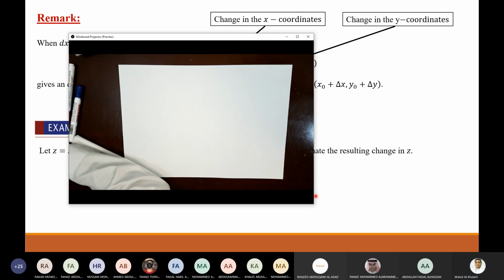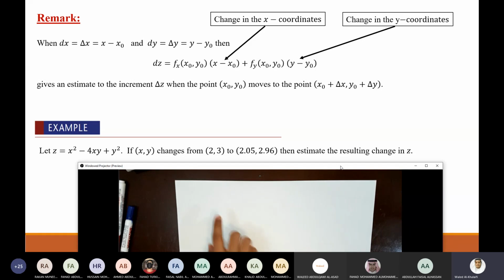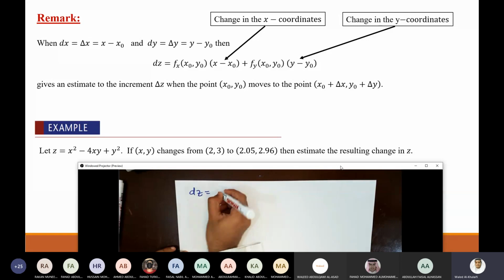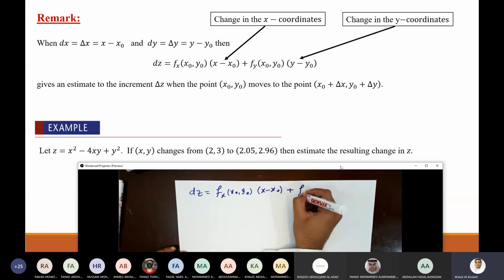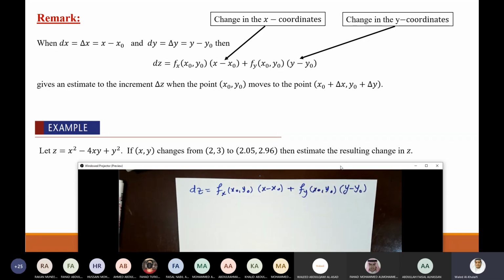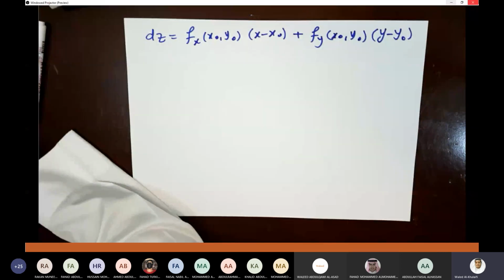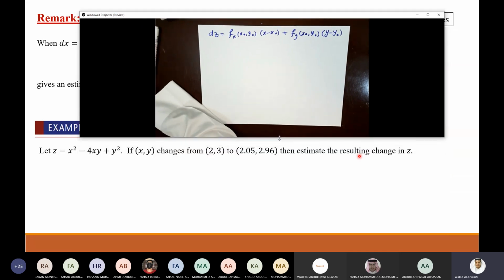So let's have it here, and I will put at the top what we have. We have dz equal partial f by partial x at x naught, y naught, times x minus x naught, plus partial f by partial y at x naught, y naught, times y minus y naught. So we have it this way here.